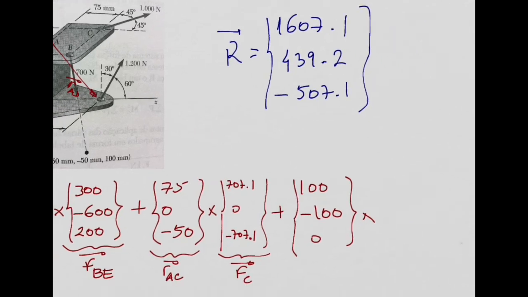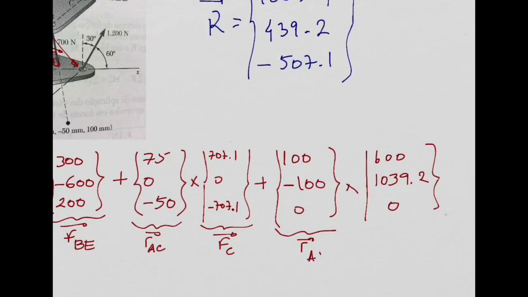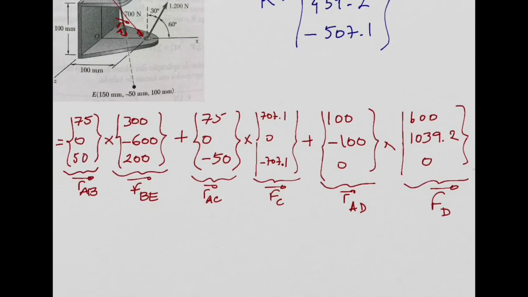Cross product with force at point D, which is 600, 1039.20, which we obtained before. So this is my RAD, and this is my force at point D. Very good. We just need now to do this cross product. So let's do it.